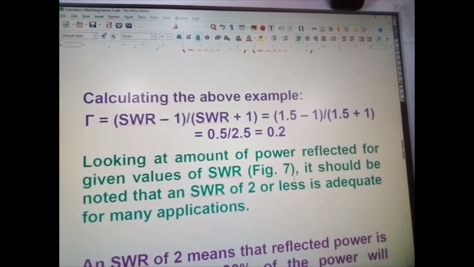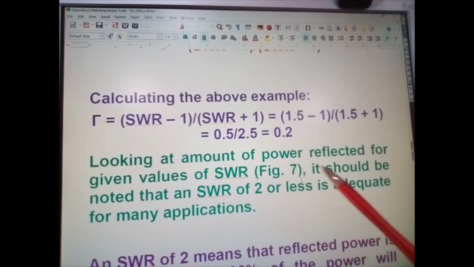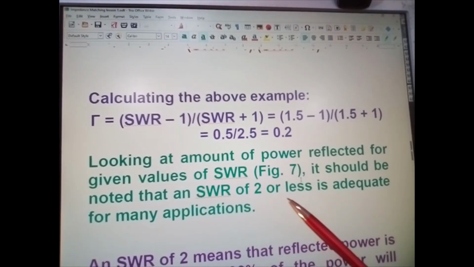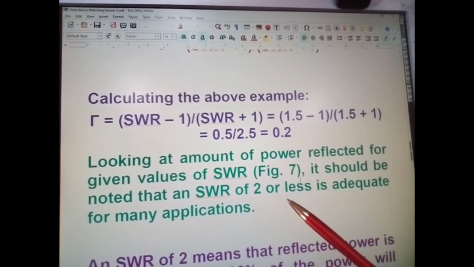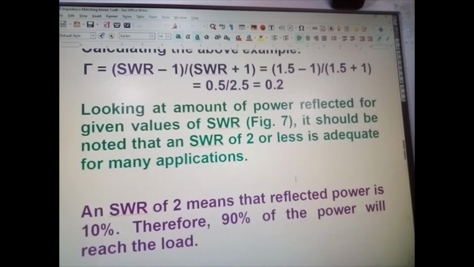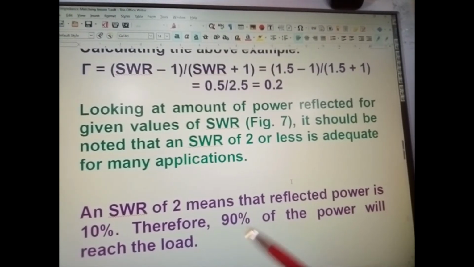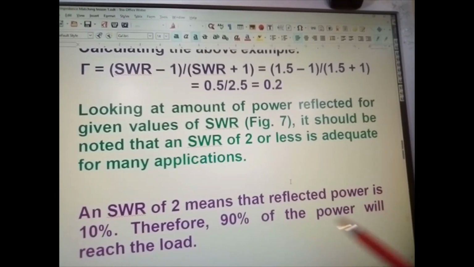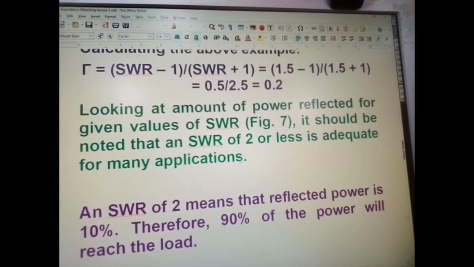Now, looking at the amount of power reflected for given values of SWR, it should be noted that an SWR of 2 or less is adequate for many applications. An SWR of 2 means that reflected power is 10%, therefore 90% of the power will reach the load. Now that's better, isn't it? I mean, that is brilliant.